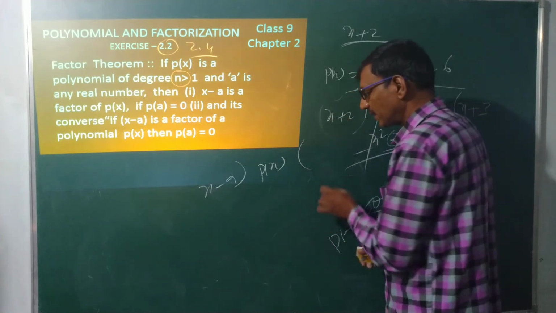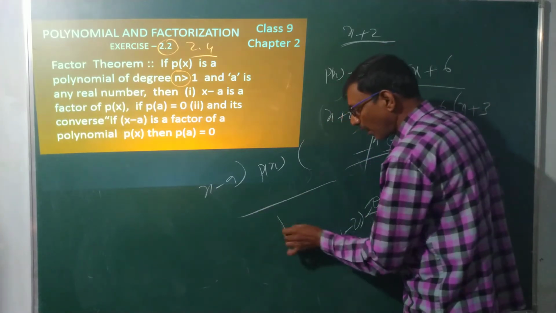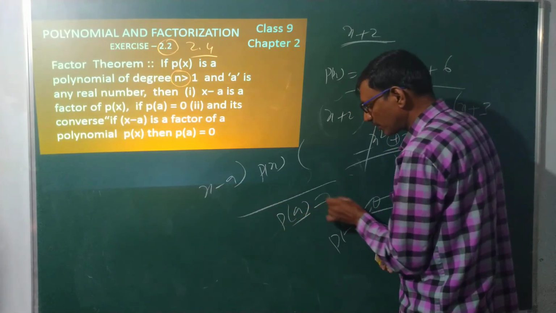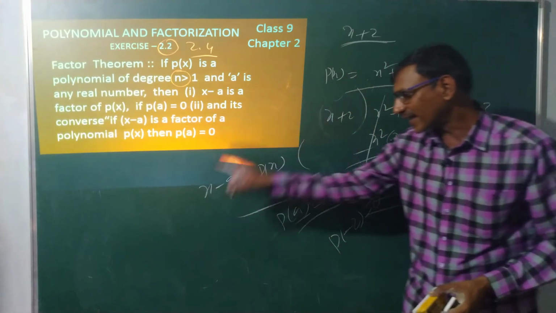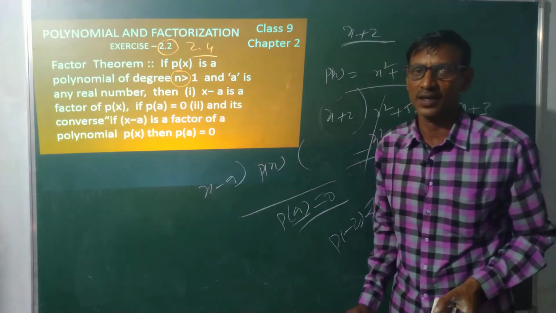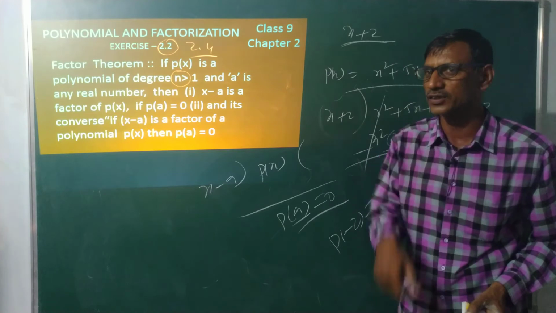P of x. The remainder P of A. If my P of A is equal to 0, then x minus A is a factor of P of x. That is written in this definition. Once again, the last time.